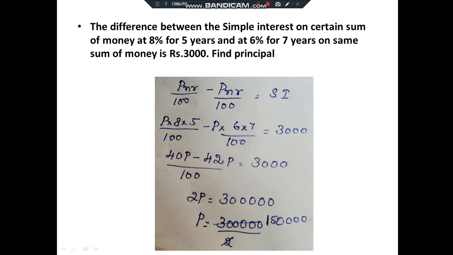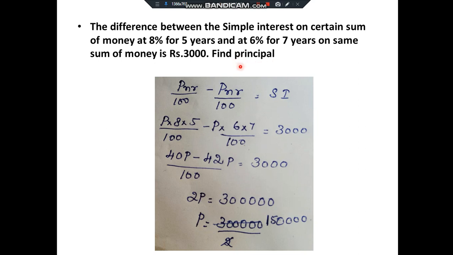See, the difference between the simple interest on certain sum of money at 8% for 5 years and at 6% for 7 years on same sum of money is rupees 3000. Find principal. So what is given, that is the difference between two simple interest, okay, is equal to 3000 rupees they have given, and they have given rate of interest and n for both. Okay, and we'll have to find the principal. Okay, see, only one term we'll have to find, that is p.